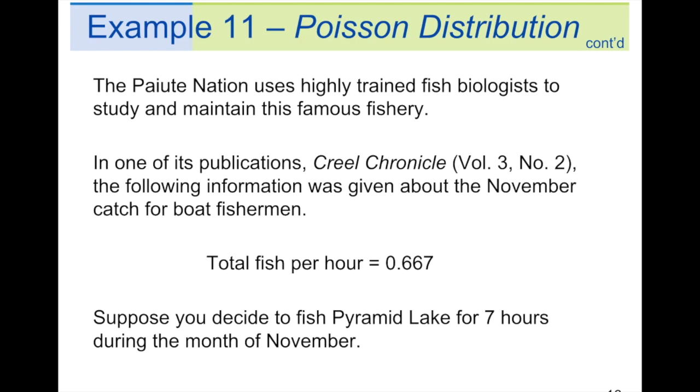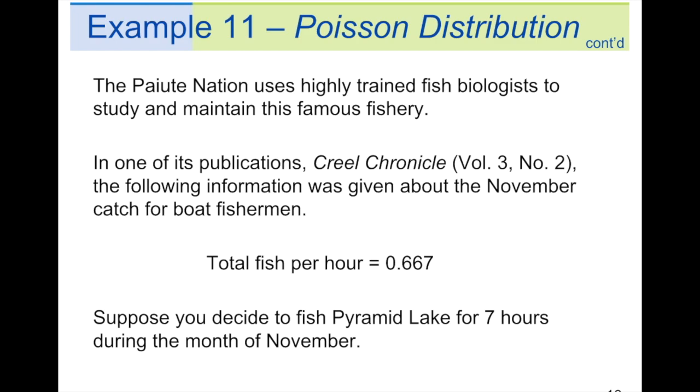Total fish per hour were 0.667. Again, this is their expected value. So it's not an exact amount, but this is the average number of fish per hour. So it's not one, but it is about 2/3.